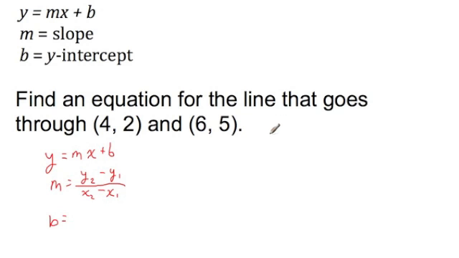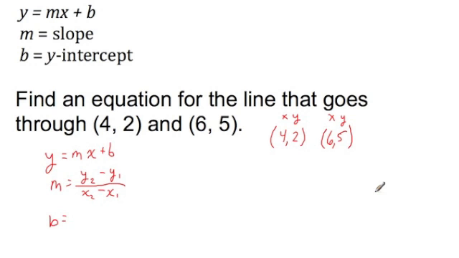You should write the points off to the side and label them so that you know what kinds of variables you're dealing with. You know that the 4 is an x and the 2 is a y. And you know that the 6 is an x and the 5 is a y.